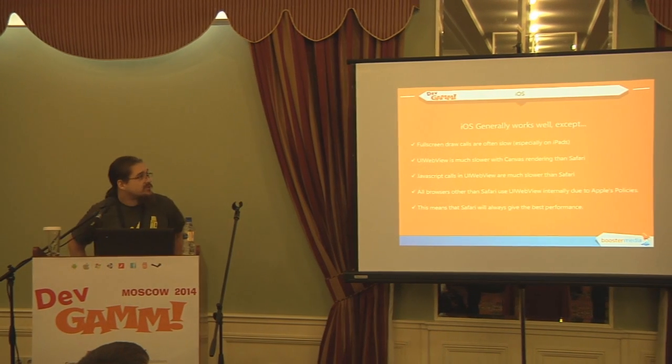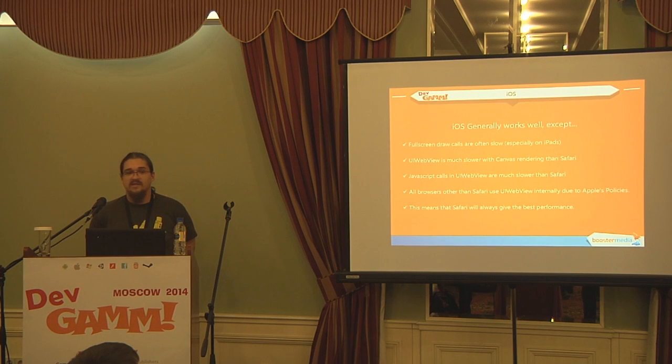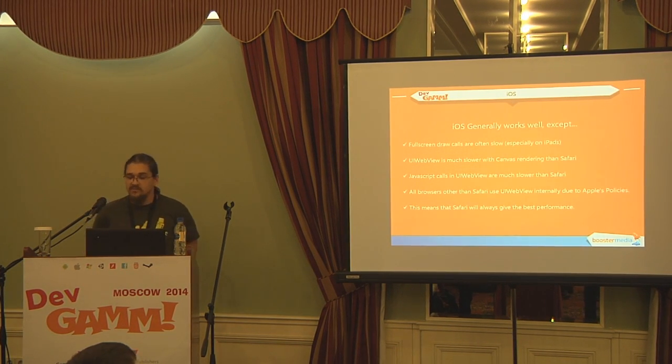So let's go through the devices in general. iOS is pretty good for the most part. Because there's basically one browser and one set of devices, stuff works pretty consistently. Full screen draw calls are very slow. So if you have like a background texture, that is normally quite a bottleneck, especially on iPads. On old iPads, that is a serious problem.